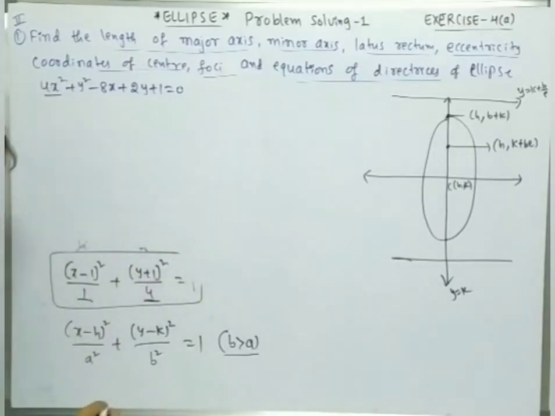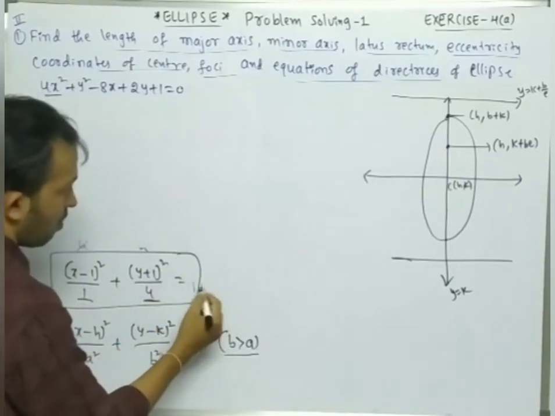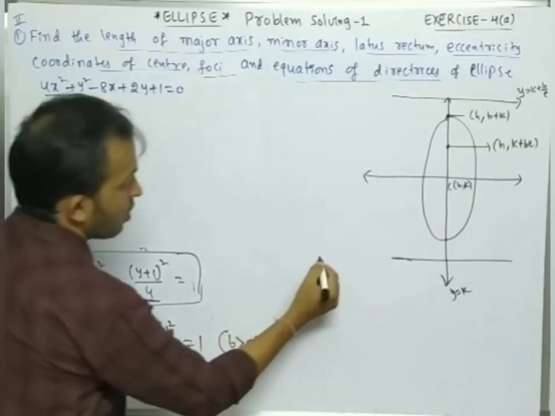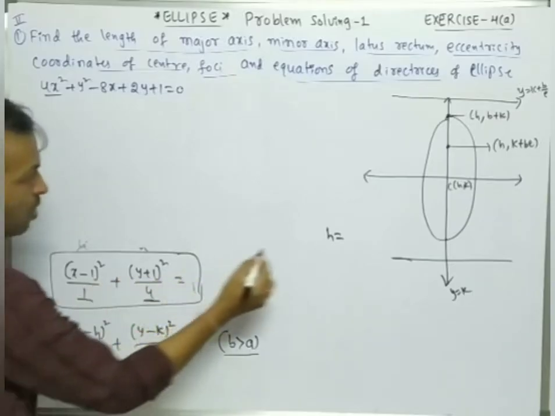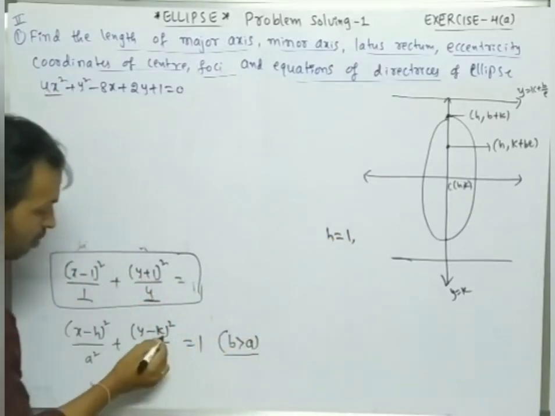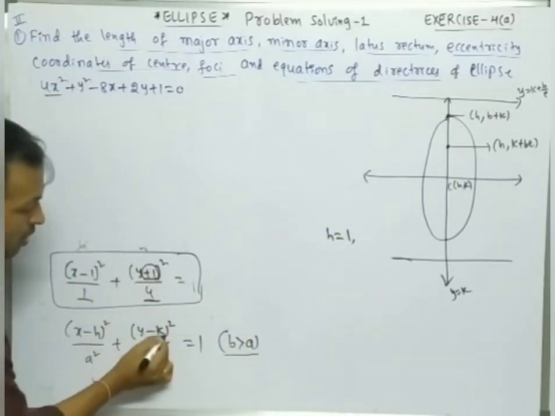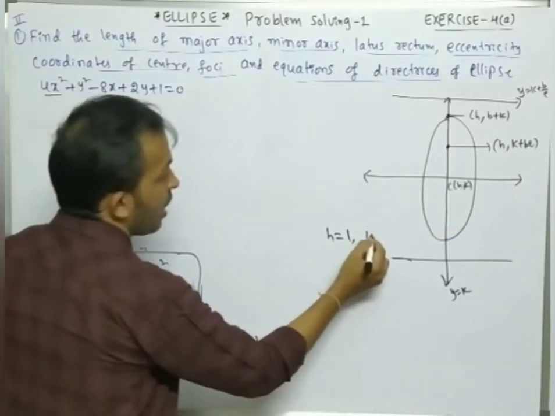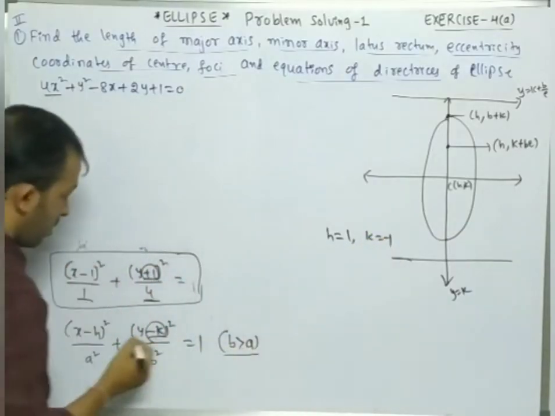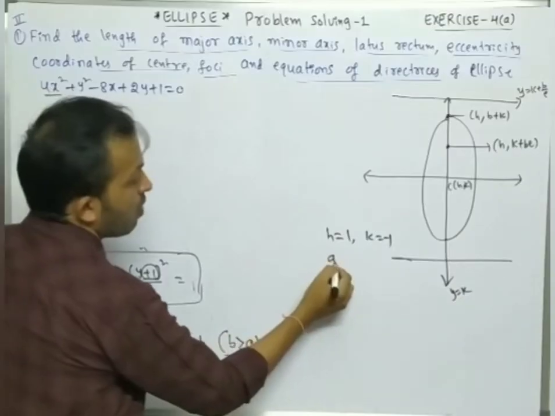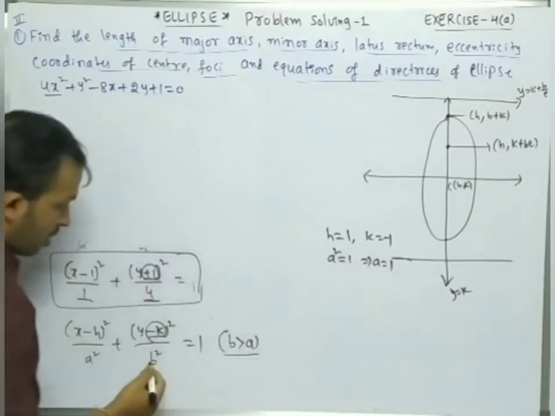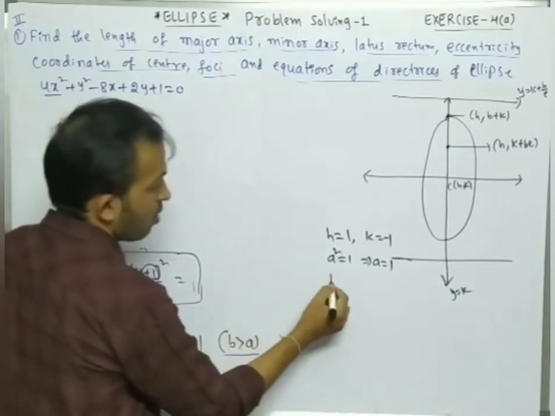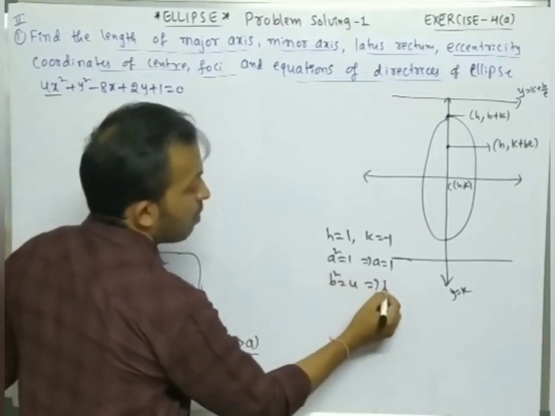Now compare. After comparing, you will get h is equal to 1 and minus k is equal to 1, right? Minus k is equal to 1 means k is equal to minus 1. Next, a square is equal to 1, then a is equal to 1. Next, b square is equal to 4, then b is equal to what?